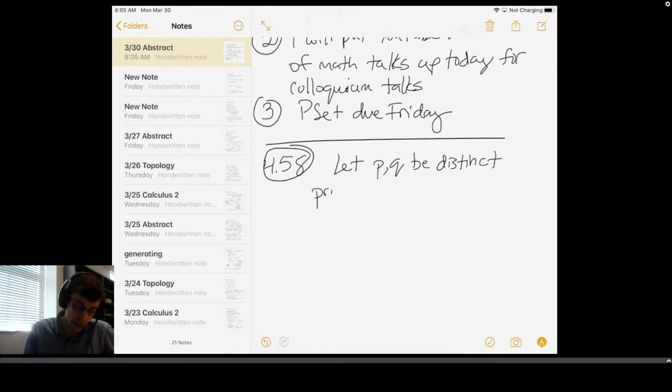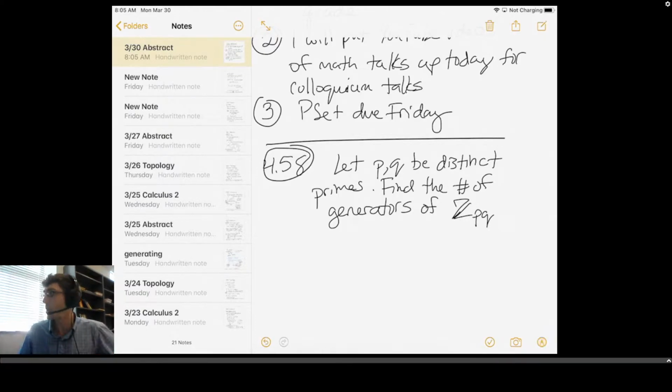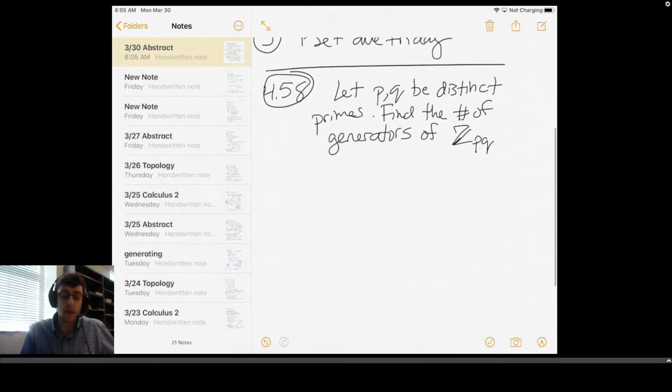So let p and q be distinct primes. This is important, that they are distinct. Find the number of generators of Z_pq, the cyclic group of order p times q, where p and q are distinct primes. Okay, so I saw a lot of good starts. Where do you want to start here? How do you know if you have a generator of a cyclic group?